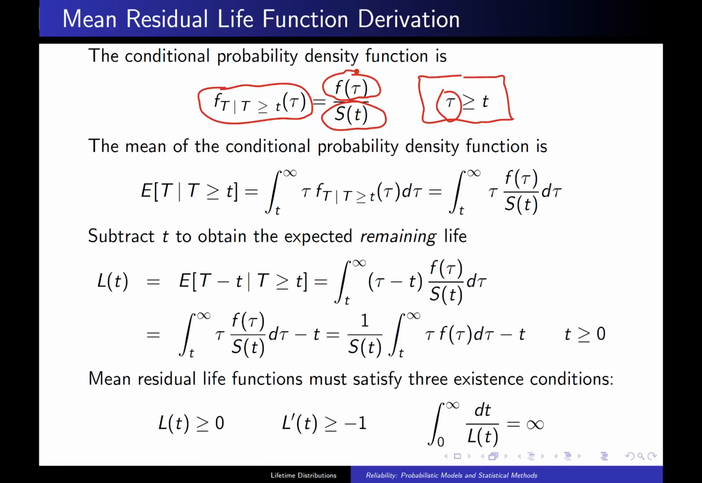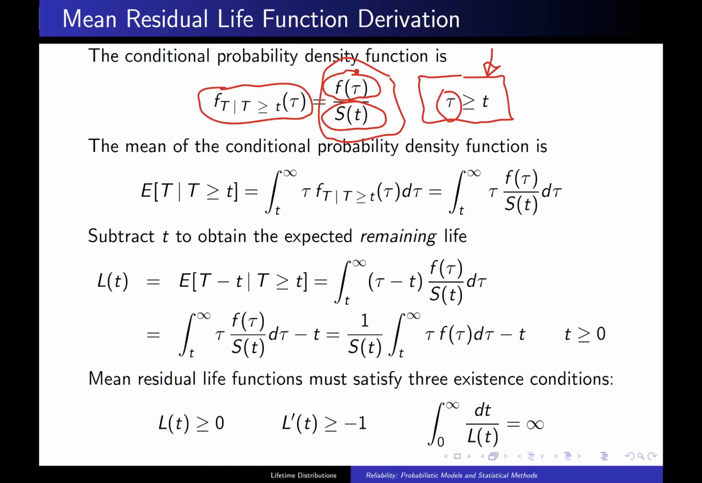You can think of this 1 over S of t in the conditional probability density function as a factor which forces this conditional probability density function to integrate to 1. So it's not a bad idea to integrate this function from lowercase t to infinity and assure yourself that this in fact does integrate to 1, and it does.